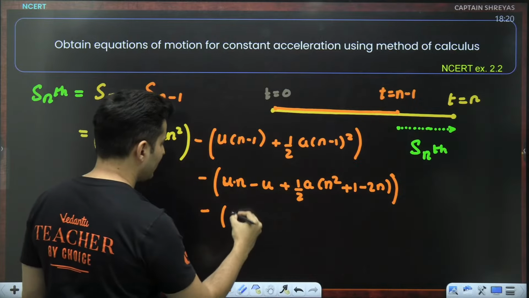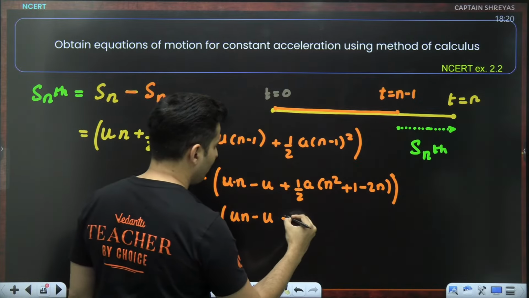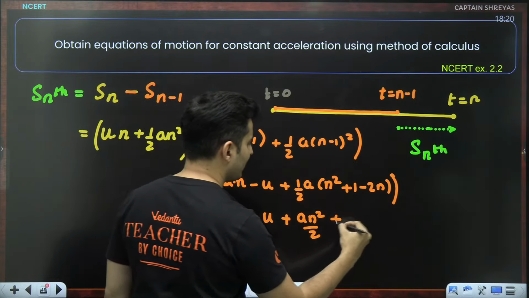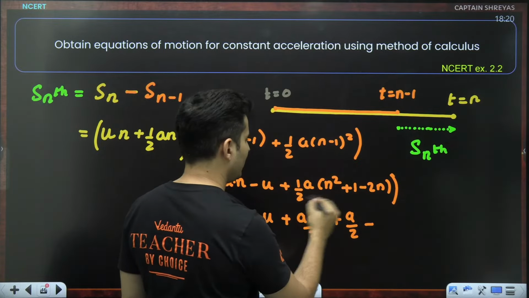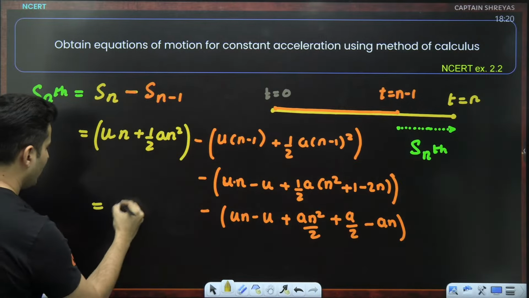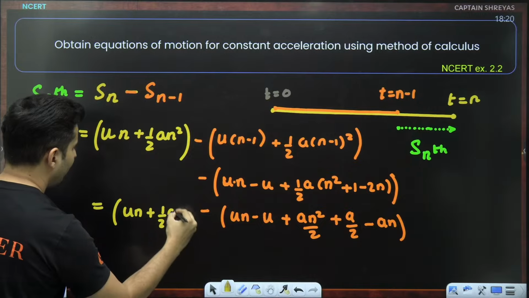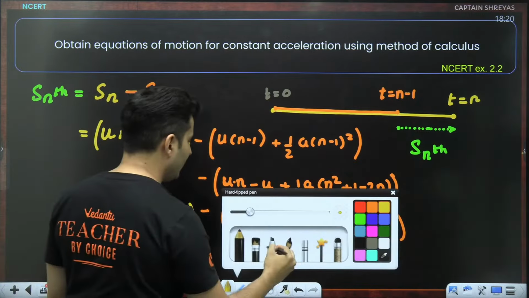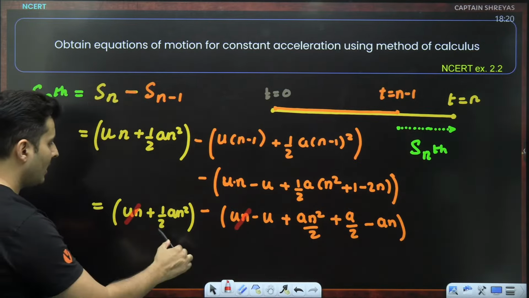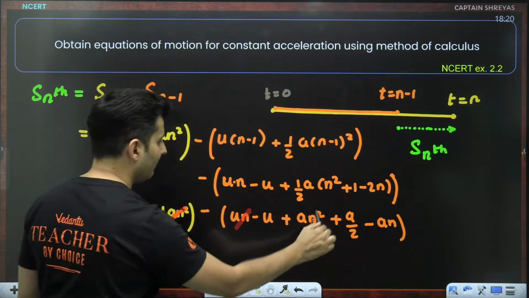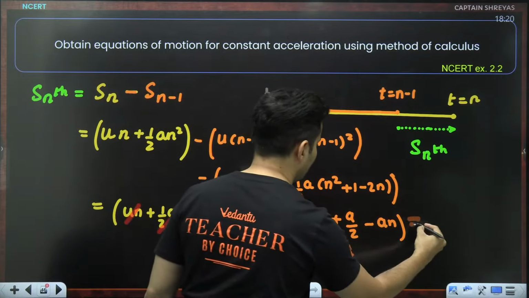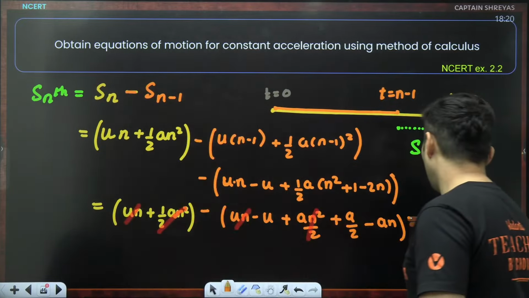All right. So now the next step will be un minus u plus, this will be a n square by 2 plus a by 2 minus 2 cancels a n over here. And what is there on this side? Here we have basically un plus half a n square. See, many things will get cancelled over here, like this un and this un will get cancelled. Half an square, and this negative half an square will also get cancelled over here. So I'm just left with these terms over here. If you notice, what is left over?